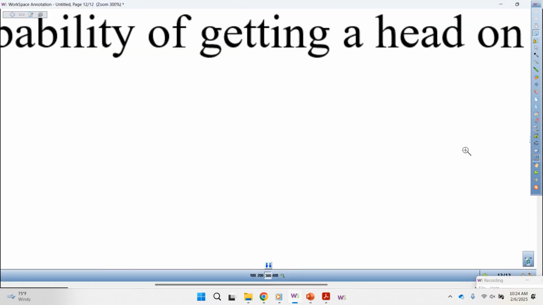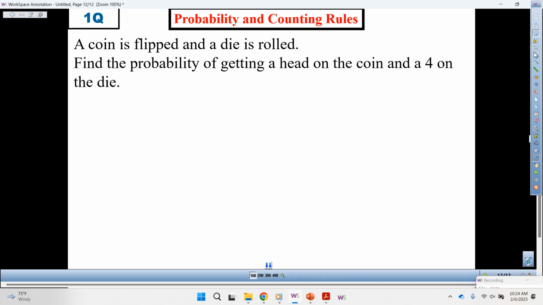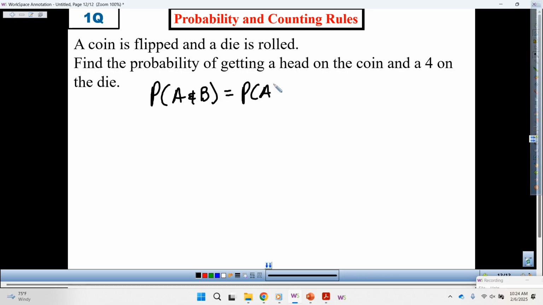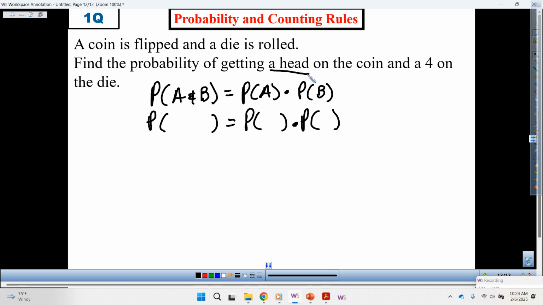Let me zoom out. We start off with P of A and B is equal to P of A times P of B. What are they talking about? Find the probability of getting a what? A heads on the coin and a 4 on the die. So we write P of H and 4, which is P of H times P of 4.